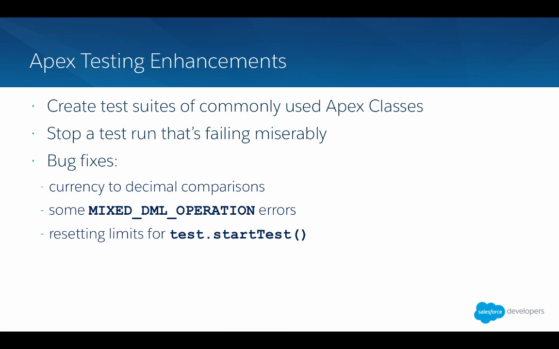Now on the flip side of that, large runs of Apex can sometimes take an excruciatingly long time. And waiting for a test run to finish only to find out that a lot of your tests have actually failed can be super irritating. But now you can configure those test runs to stop executing new tests after a given number of those tests fail, which will be a huge time saver for deployments.